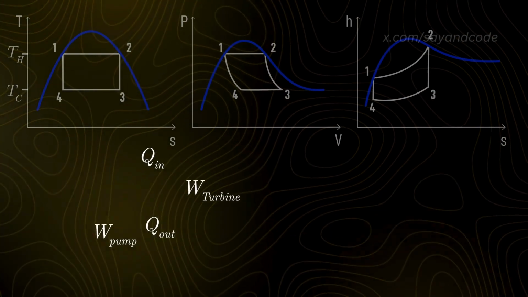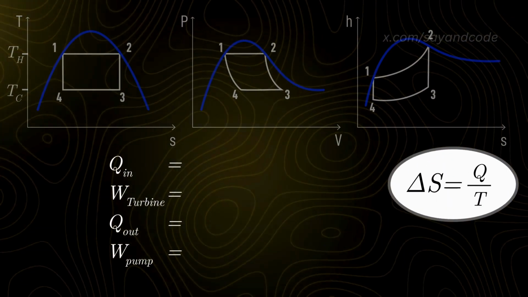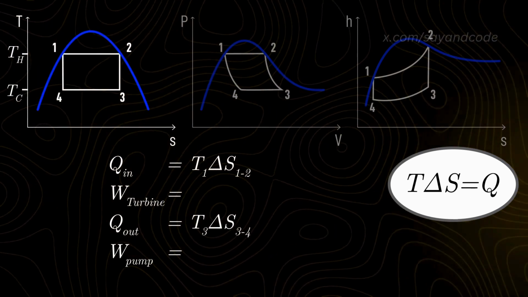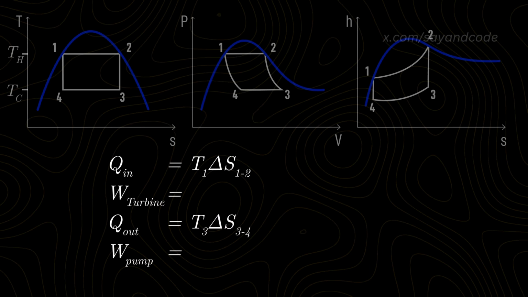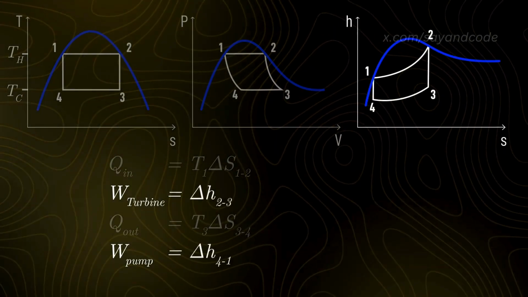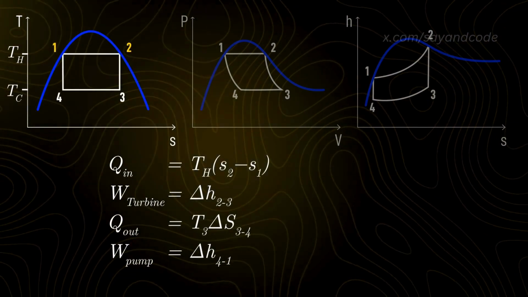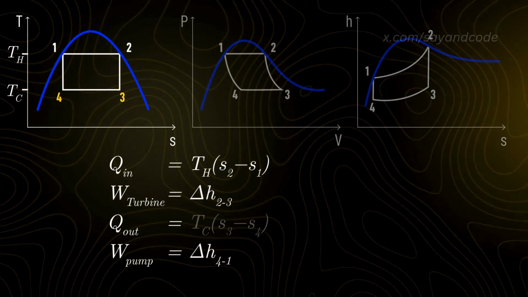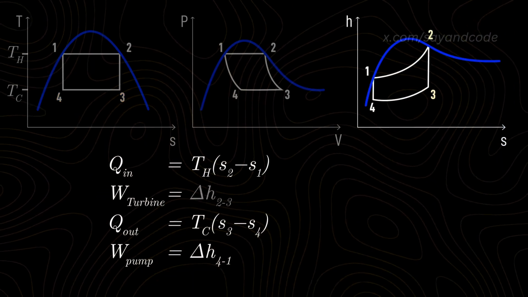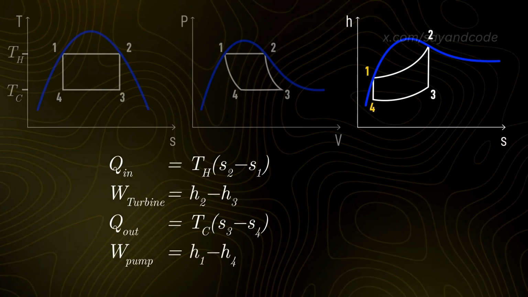We can calculate the heat transfer from the equation, delta S is equal to Q by T, or Q is equal to T delta S, which is also the area under the TS diagram. Similarly, we can calculate the work done in adiabatic processes as the change in enthalpy H. So Q in is TH into S2 minus S1, and Q out is TC into S3 minus S4. Likewise, W turbine is H2 minus H3, and W pump is H1 minus H4.